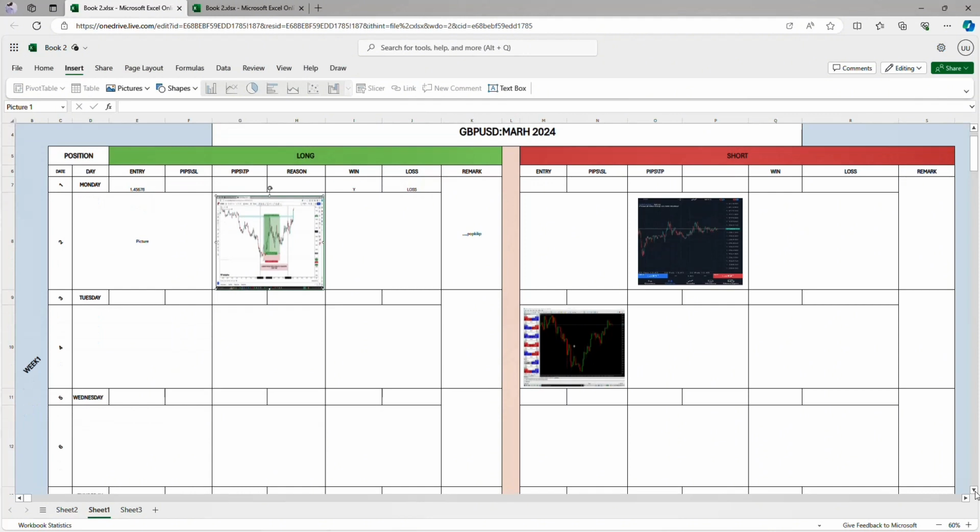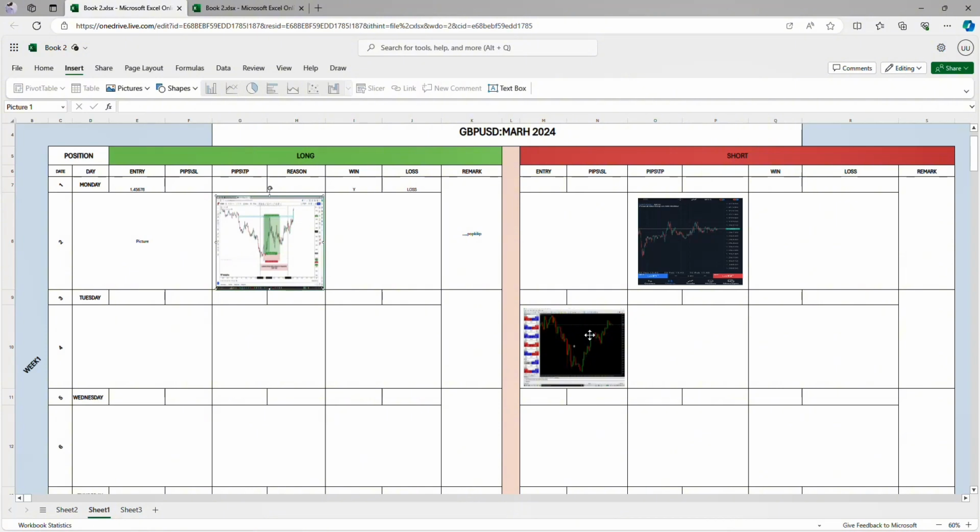Now, let us assume that on Tuesday you took a sell trade, you did not take a buy trade. It means you are not going to fill in anything here because you did not take a sell trade on a Monday. You took it on a Tuesday. So you are going to come down here, which is Tuesday. You see, this is Tuesday. You will not fill anything here because you have not taken a buy trade. You have taken but a sell trade on a Tuesday.